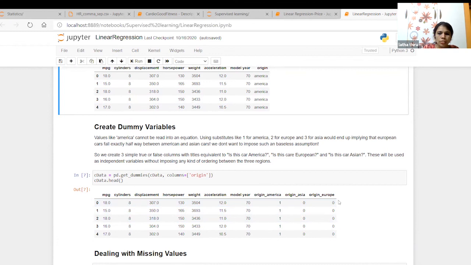You can see that 1 0 0, 1 0 0, right? So wherever it is America, America will be 1, remaining 2 will be 0. Whenever it is Asia, Asia will be 1 and remaining 2 will be 0. Now in this case, the machine will be able to make a model. This is how we have to deal with the categorical data. Is this point clear to you? Just what you should know is the machine cannot understand categorical data. So we have to dummify the data.